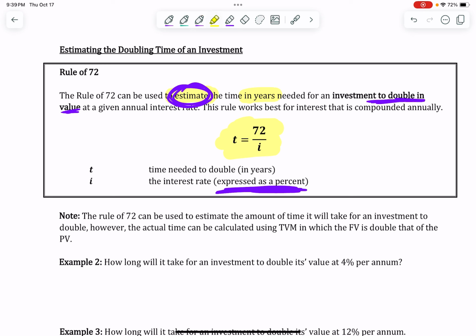Something that I'll also point out, approximates aren't always perfect, right? But the approximate is best when our compounding periods are annual. It's not terrible if my compounding period is monthly or semi-weekly or bi-weekly, but my estimate is more accurate if the compounding is done annually. So I can use it whenever. It's just the most accurate when it's compounded annually.